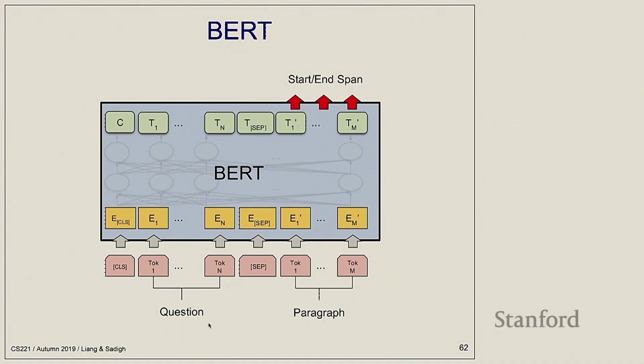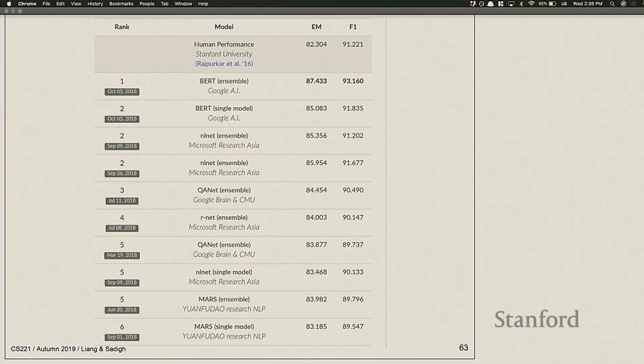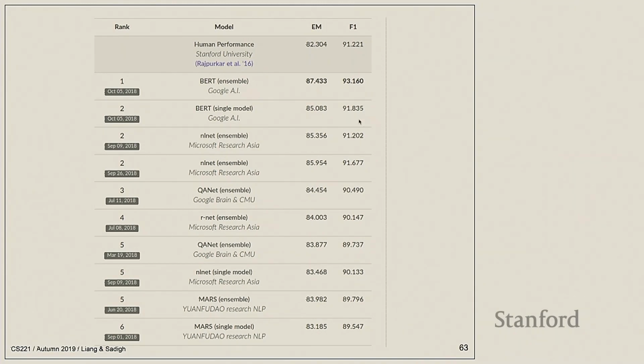So they took questions and glued onto them the paragraph, the context that they used to answer the question. And then they took whatever vectors were coming out of BERT and passed that through a single matrix, which basically predicts the answer for that Squad question. And it did really well. This picture is from right when BERT was released, and these are all of the state-of-the-art models for Squad. BERT not only beat all the other models by a large margin, but also beat human performance.